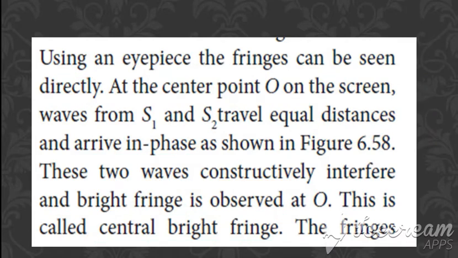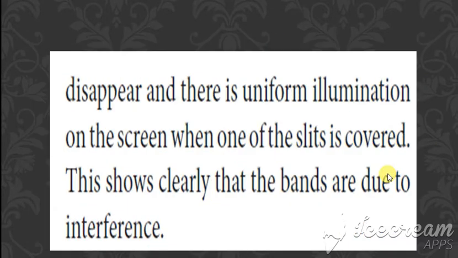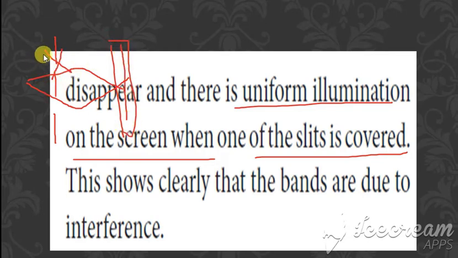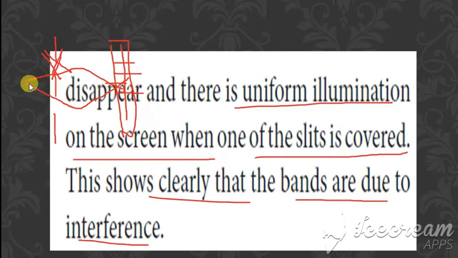The fringes disappear and there is uniform illumination on the screen when one of the slits is covered. So if you cover one slit, what happens? Only uniform illumination on the screen will be seen. This shows that the bands are due to interference. All these bands are only due to the interference from the two waves.